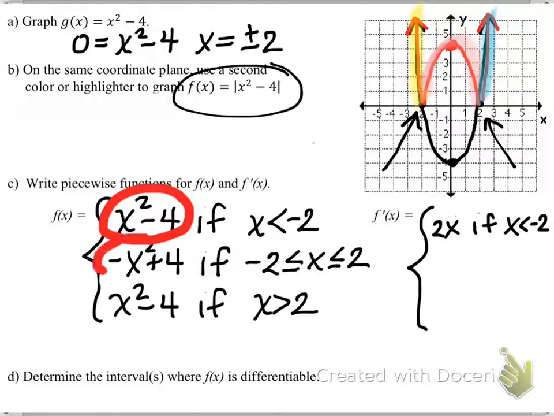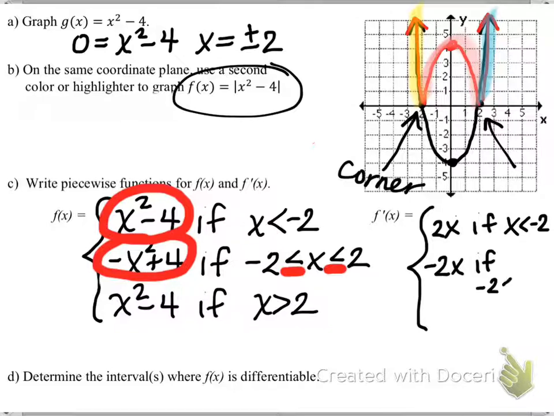Moving on to the middle piece, negative x squared plus 4. The derivative would be negative 2x. However, we recognize that we have two corners on this graph. There's a corner at negative 2 and a corner at positive 2, and the derivative does not exist at these corners. Therefore, I have to be really careful when I included negative 2 and positive 2 in the original function. I am not going to include those values in the derivative. So this is going to be if negative 2 is less than x is less than 2.